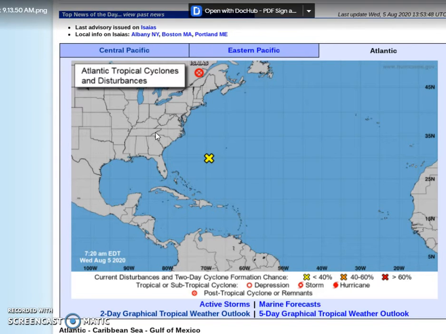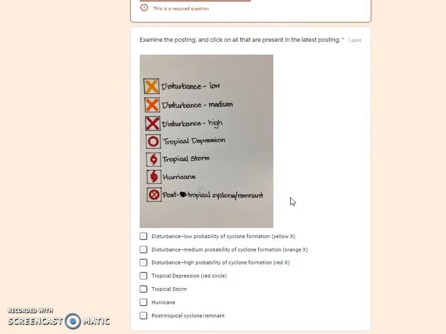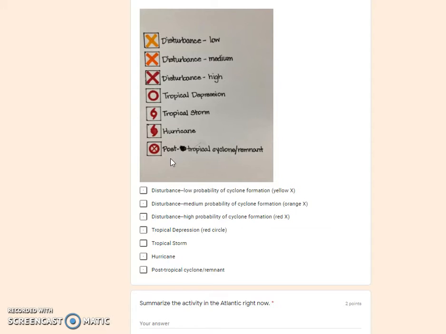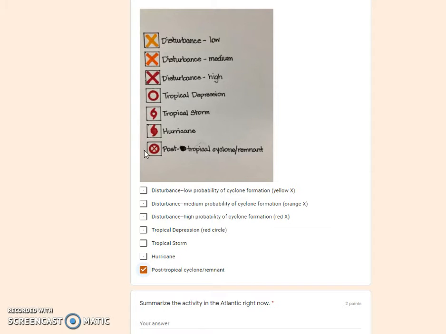So for instance, if this was your graphic for a particular day, you would record your date and time, but then you would come down here and click on any of these symbols that were in that particular graphic. So we had a post-tropical cyclone, which was this symbol. And what else did we have? And we had a tropical disturbance with a low chance of cyclone formation. So you would have checked those two things. Okay?